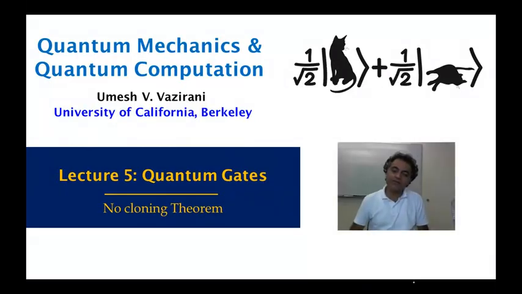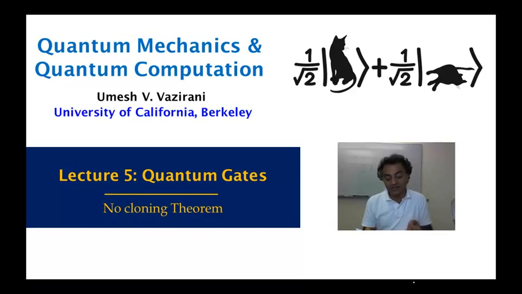Okay, so far in this lecture we have considered how the state of a quantum system evolves, and we've said the way it evolves is through a rotation of the Hilbert space, a unitary rotation, which is of course a linear transformation. So now we are going to study a very interesting consequence of this linearity, which is called the no-cloning theorem.